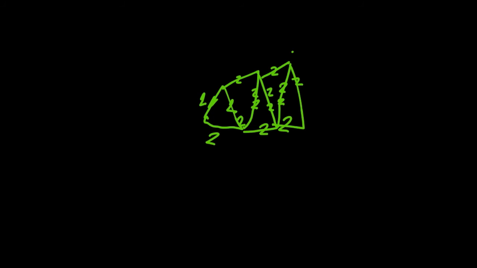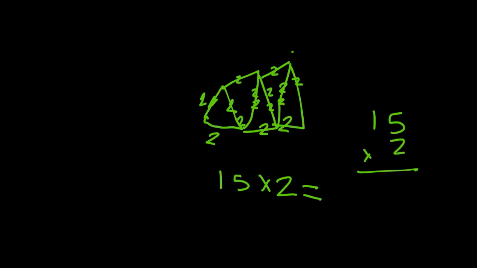So it might be tricky, so let's just count up all the 2's. There's 1, 2, 3, 4, 5, 6, 7, 8, 9, 10, 11, 12, 13, 14, 15 2's. So we have to do 15 times 2. If you already know your multiplication facts, you know the answer, but I'm going to do it this way because some kids are not used to doing 2 digit by 1 digit. So 2 times 5 equals 10. Carry the 1. 2 times 1 equals 2, plus 1, 3. So our answer is 30. So the perimeter of this would be 30.